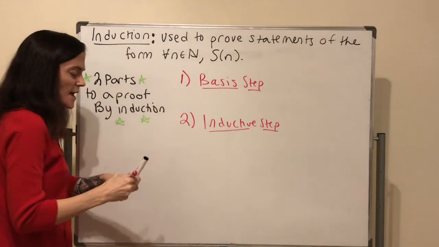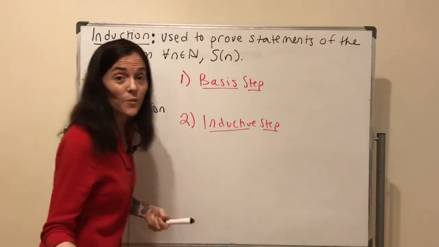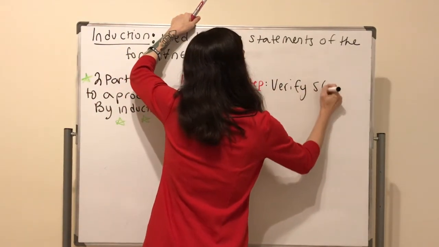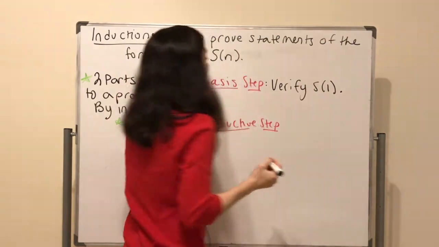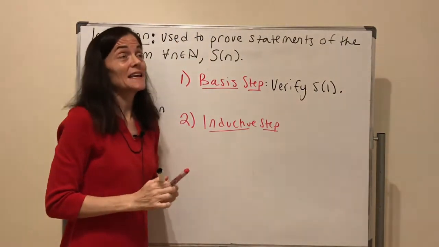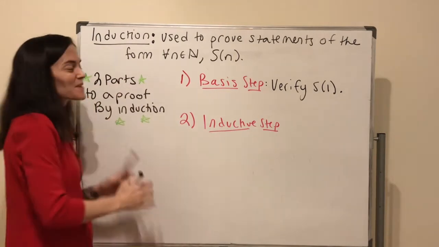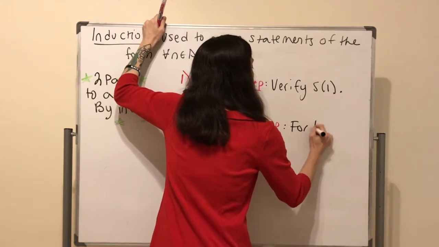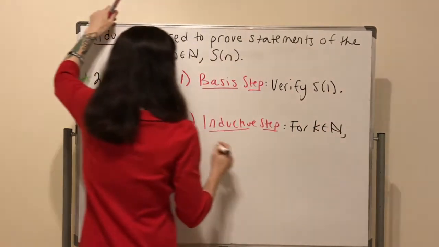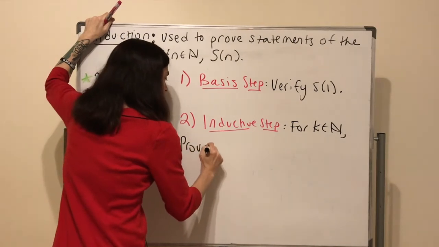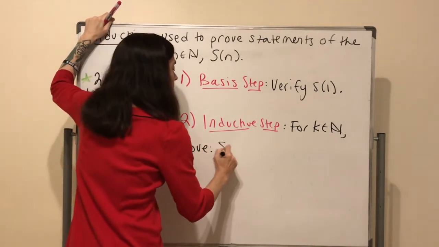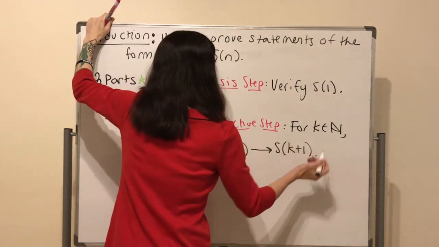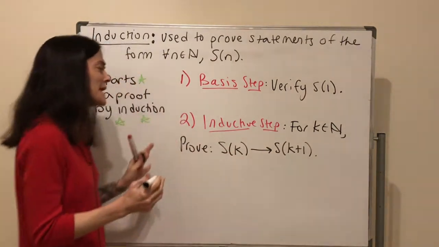In the basis step, we verify that S of 1 is true. This is usually straightforward, but it is also, like I said, part of the proof. Now, in the inductive step, this is for k, a natural number, we prove an implication. We prove that S of k implies S of k plus 1. It's an implication. So what does this mean?